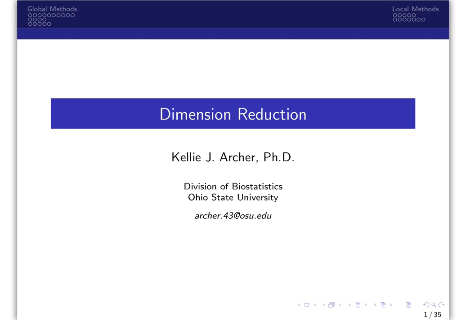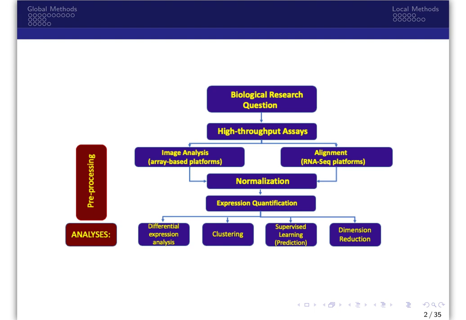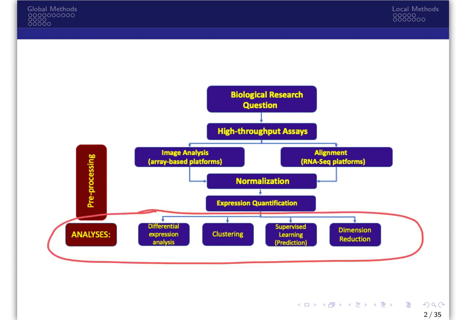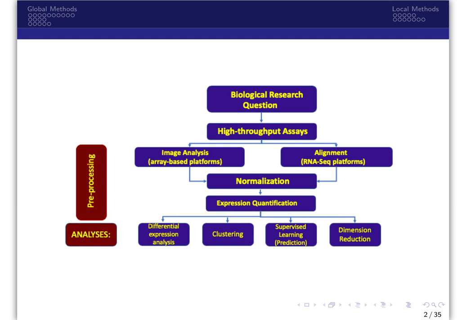In this module, we will discuss dimension reduction. As a reminder, we have already discussed the preprocessing methods including image analysis for array-based data and alignment for RNA-seq-based data, normalization, and expression summaries. Once we have expression summaries, we then perform our planned statistical analysis. We will now focus on our last topic, dimension reduction.